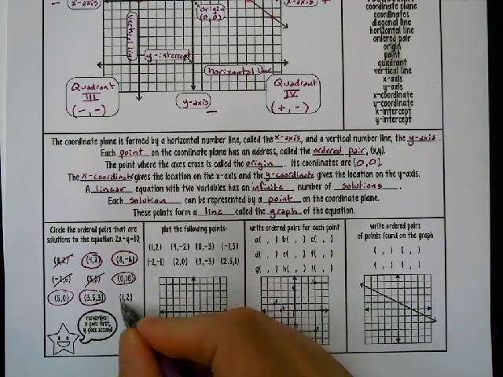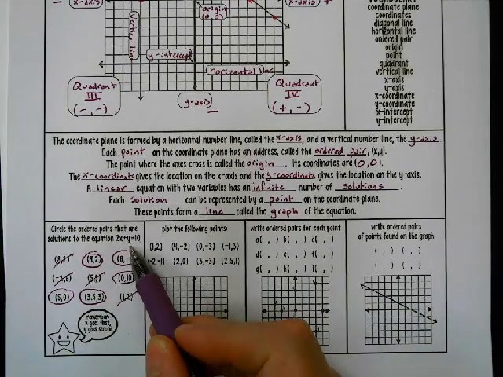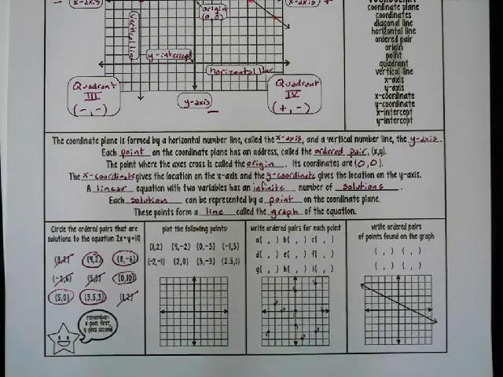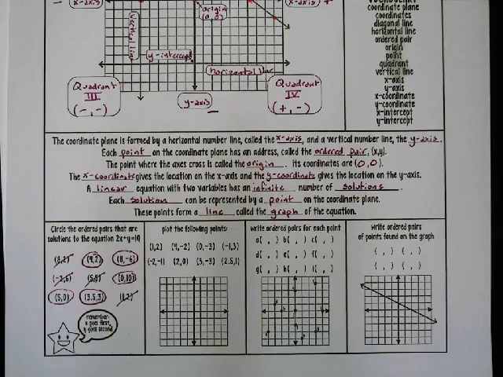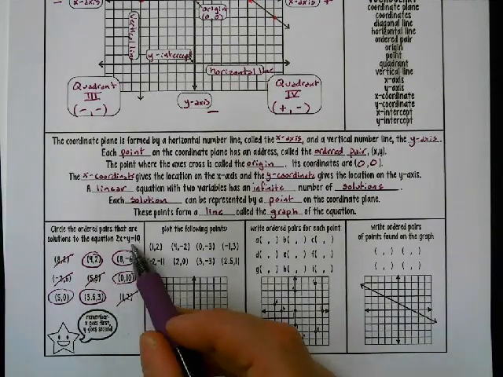So you can see here, just with this one equation, 2x plus y equals 10, I've found 5 different solutions. Remember, there's an infinite number of solutions. If I plotted all these points, the line would go right over all these points.